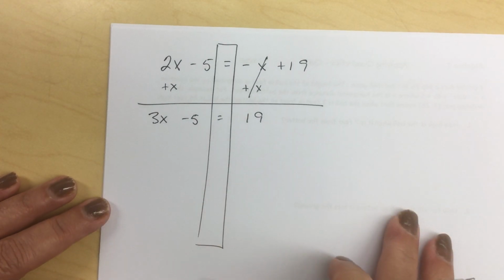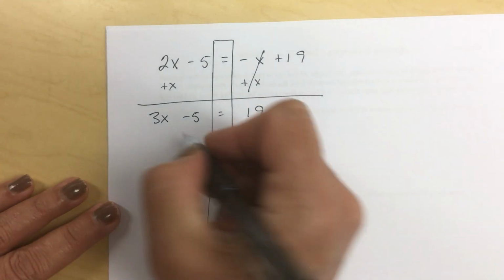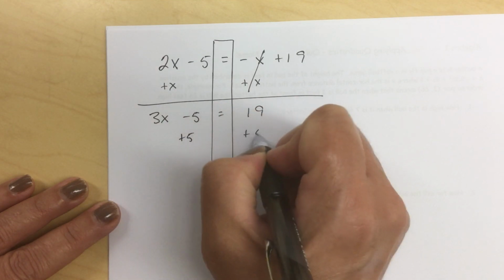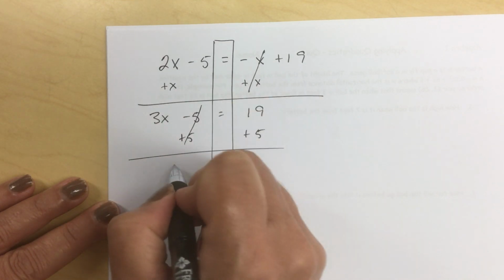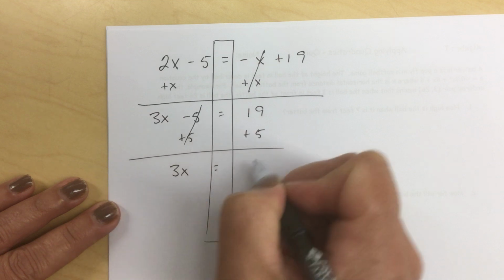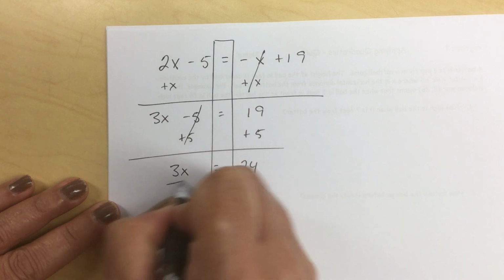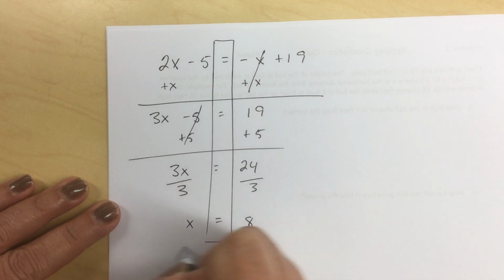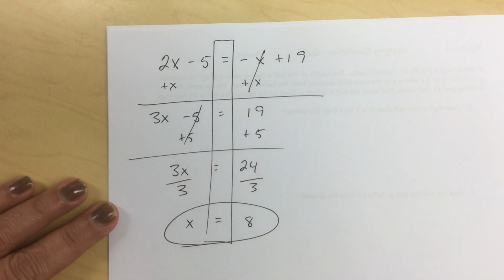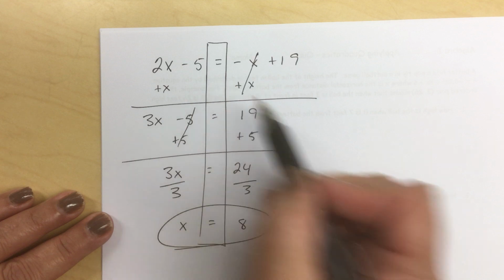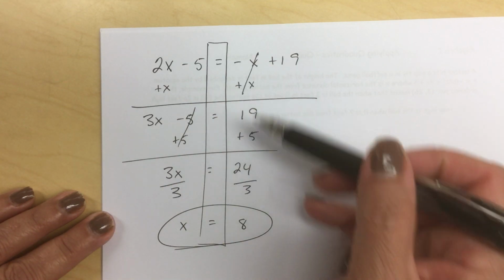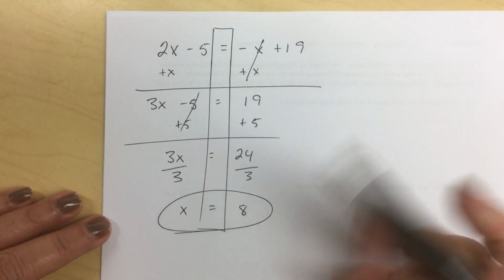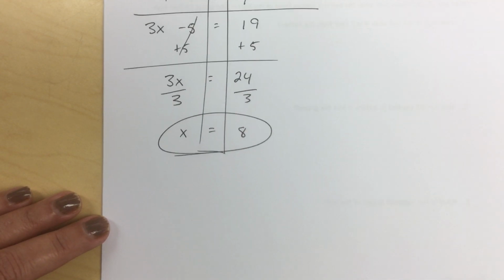And now this should look familiar. It looks like the two-step equations we've been doing. So I'm going to add 5 to both sides, and I'm left with 3x on one side and 24 on the other. Divide both sides by 3, and you get x equals 8. Okay, now you could have also worked it by moving the 2x over and moving the 19 over, but then you have a lot of negatives as you're working the problem, and I like to avoid negatives if possible.